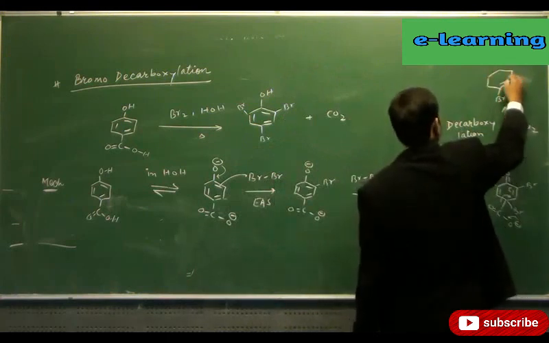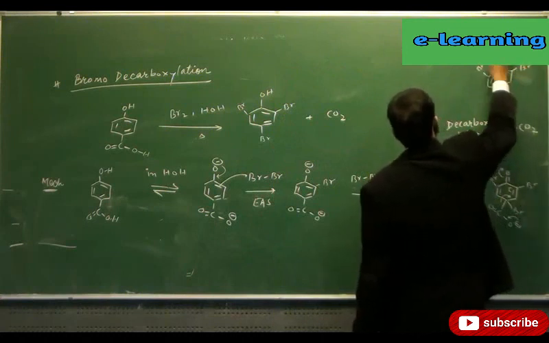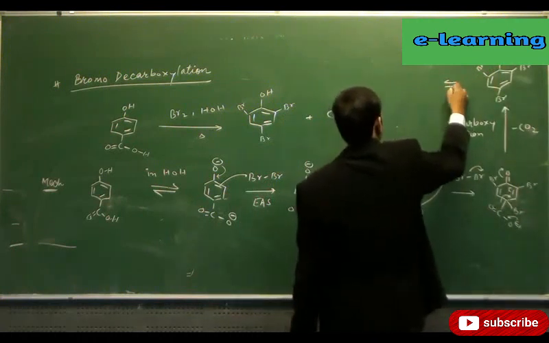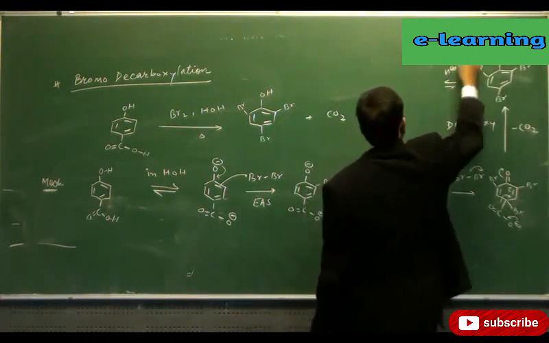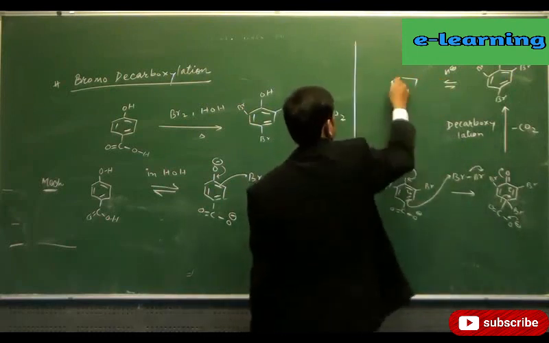What has come at the ortho and para positions? Br. Yes or no? O negative. Finally take the proton and it gives the tribromo product.